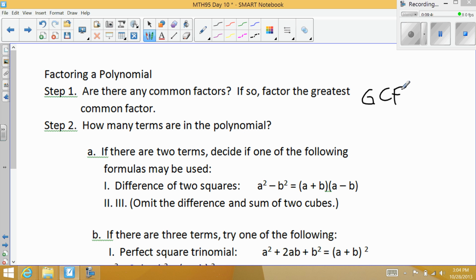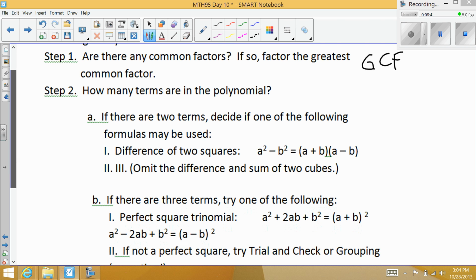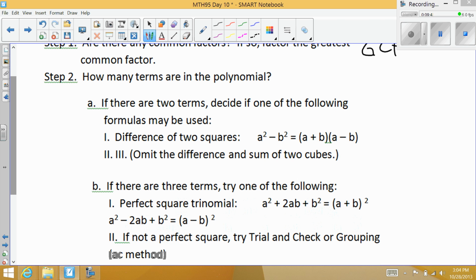Next thing to think about is how many terms are there in the polynomial. If there are two terms, so that's a binomial, decide if one of the following formulas may be used. So in particular, the difference of two squares, a squared minus b squared, then we can use our a plus b, a subtract b formula. And then in the book, they talk about the difference and sum of two cubes. We're skipping those problems. You don't have to worry about them.